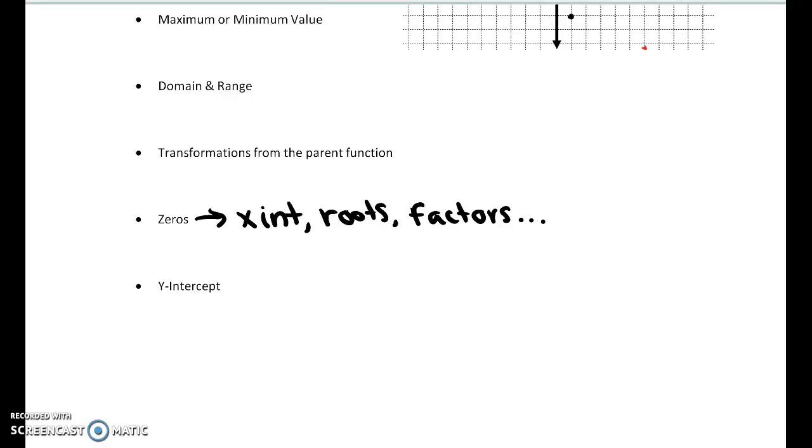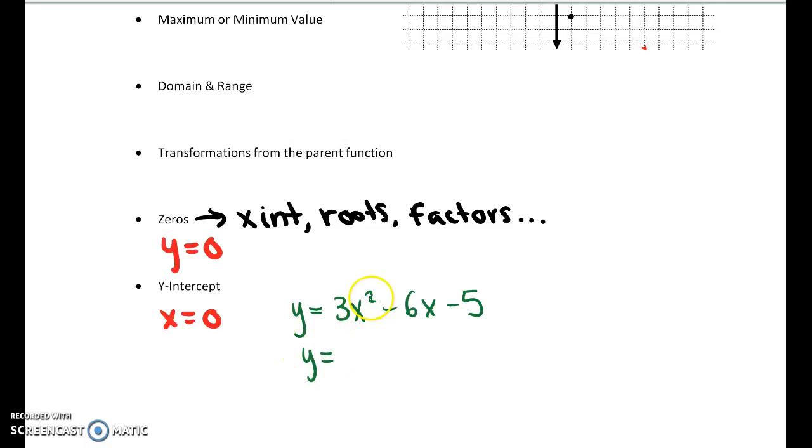Now, to find a zero or an x-intercept, your y would have to be 0. To find a y-intercept, your x would have to be 0. Y-intercept is probably a little bit easier, so I'm going to start with that. So my function again, and you can use either form, was 3x squared minus 6x minus 5. And all I would have to do is plug in x equals 0. So 0 squared is 0 times 3 would be 0. Minus 6 times 0 is 0. Minus 5. So your y-intercept would be at negative 5. And if you wrote that as a point, it would be 0, negative 5.